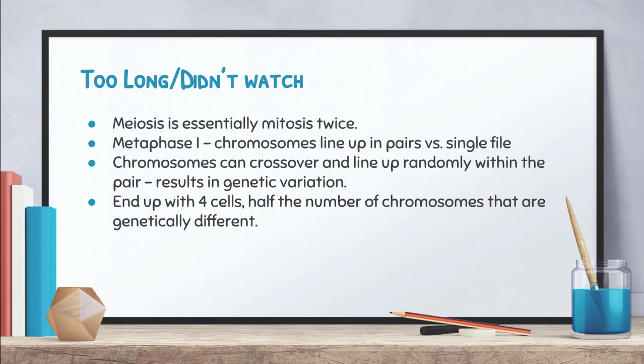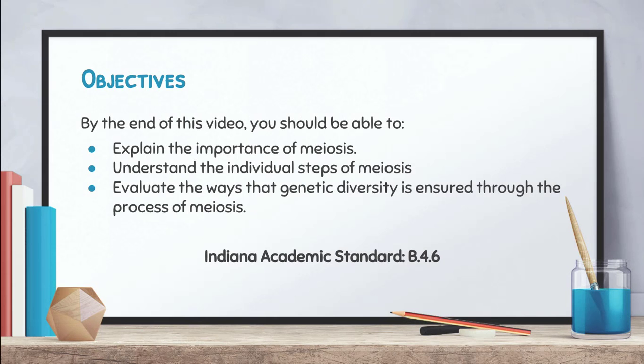So it is a little bit of a complex process. There's a lot that's involved in here. But keep in mind that meiosis is essentially mitosis twice. In metaphase 1, the chromosomes line up in pairs versus single file, and that event can result in crossing over, and the fact that they line up randomly due to the laws of independent assortment result in genetic variation in our offspring. We end up with 4 cells, each with half the number of chromosomes, and they are genetically different from one another. So hopefully you have a good idea of how meiosis works in this video and some of the key points that occur during that process.